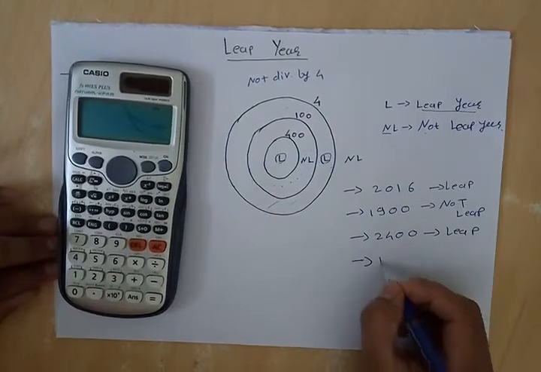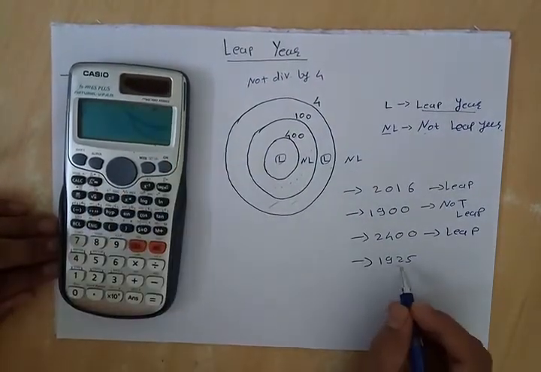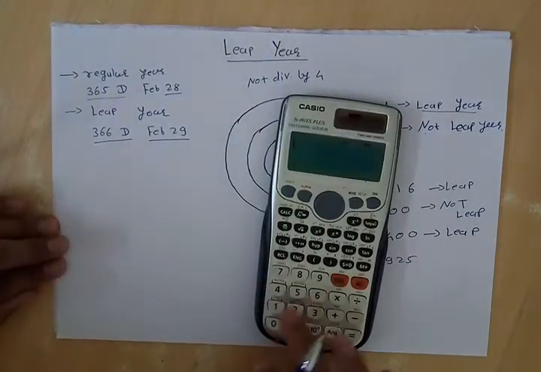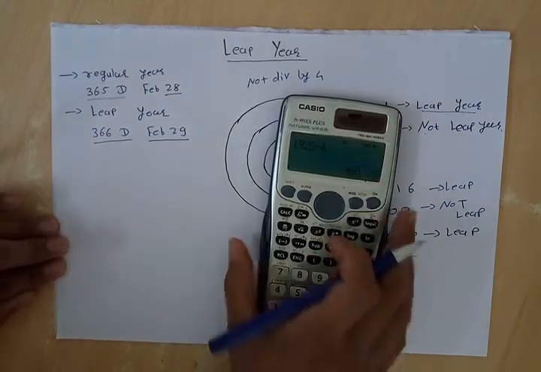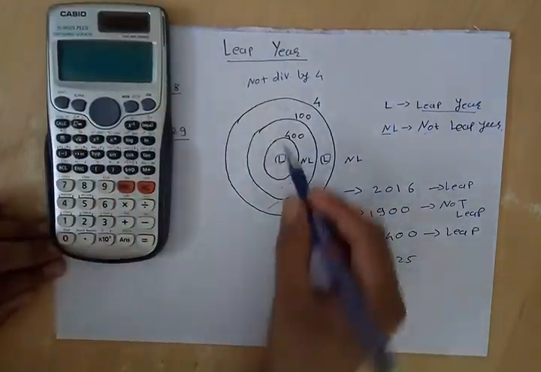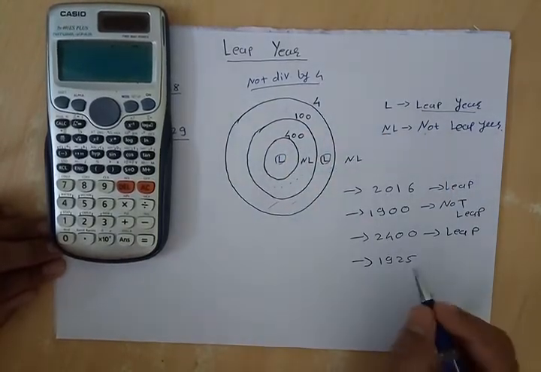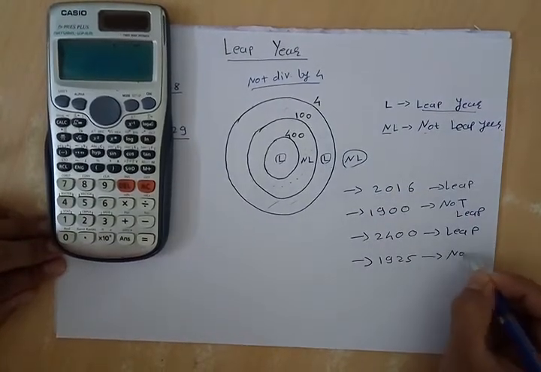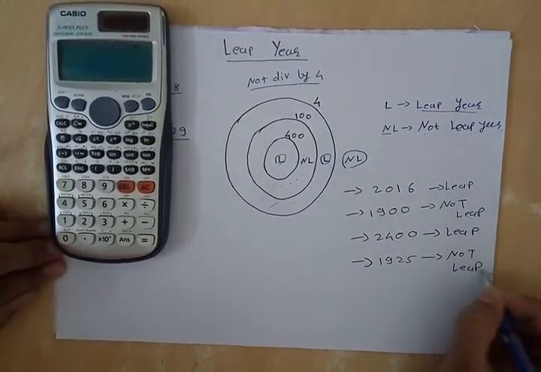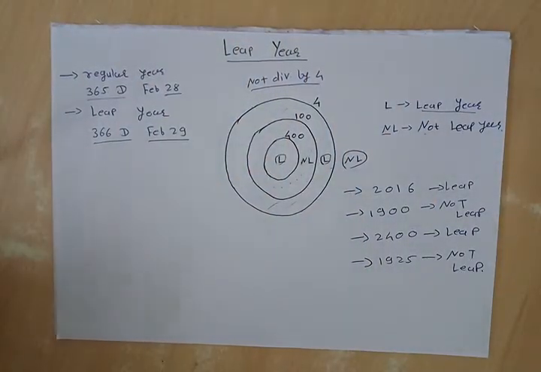Now take the year 1925. This number is not divisible by 4. If you divide 1925 by 4, the answer is a non-integer. So this number falls outside this bigger circle as it is not divisible by 4, and from this label we can say that it is not a leap year. So by using this diagram we can easily identify whether a given year is a leap year or not.